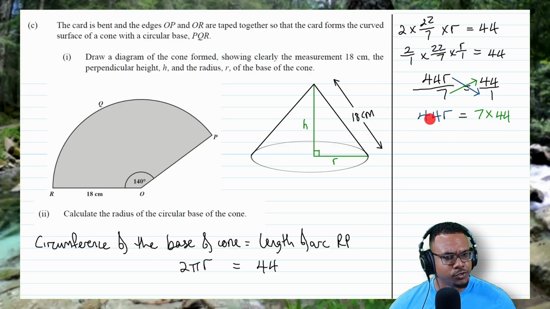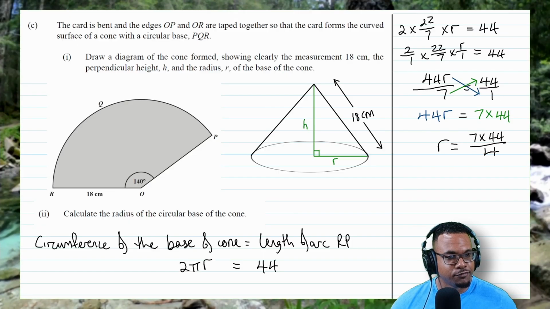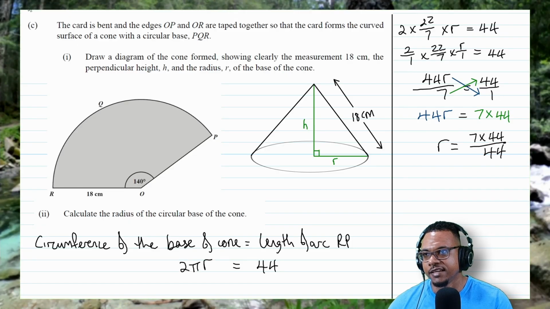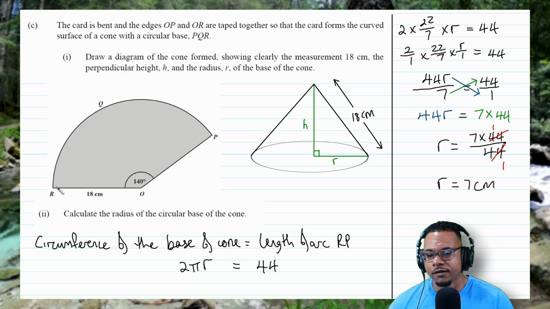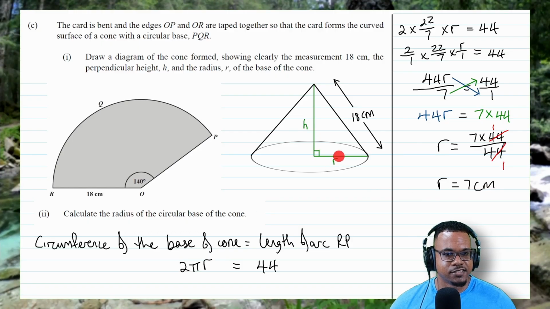And when I transfer this 44 across the equal sign, the operation will change from multiplication to division. So we'll have r is equal to 7 times 44 divided by 44. And that's why I left it like that, because I've already seen that these 44s will cancel. Just remember the 7. So r is just equal to 7 centimeters. That's the radius of your cone, 7 centimeters.